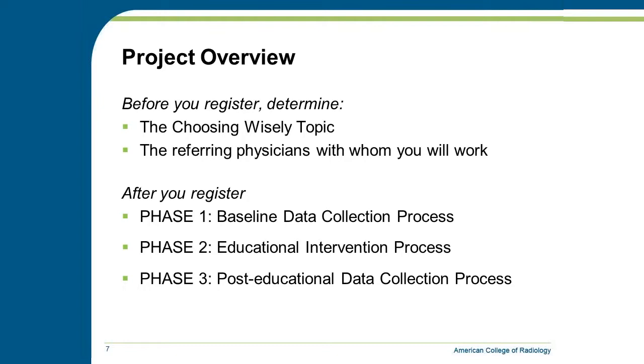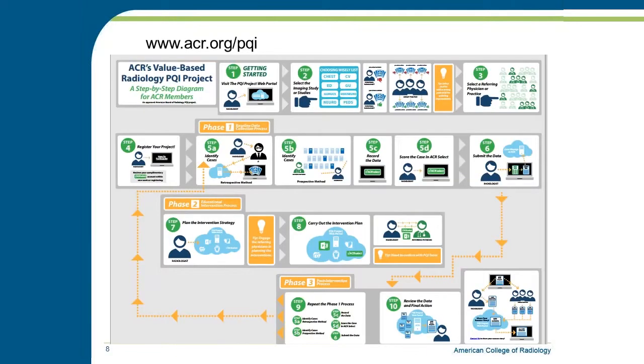The PQI project looks exactly like any PQI project. You collect a baseline sample of data to assess where you are. Then comes this intervention phase, phase 2, where you're going to approach your referring physician. And finally comes phase 3, which is a repeat of phase 1, where you assess the new baseline and hopefully you see an improvement as a result of your intervention. And we have a visual version of those steps that is displayed on this slide.